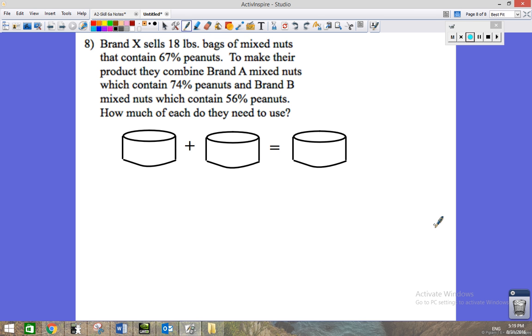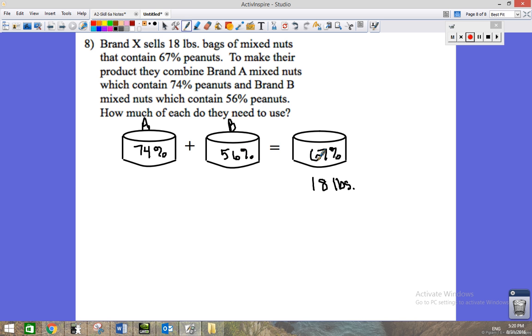The last one, we have brand X sells 18-pound bags of mixed nuts that contain 67% peanuts. So 67%, 18 pounds. To make their product, they combine brand A with brand B. So what about brand A? What do we know about it? It contains 74% peanuts. That's brand A. And brand B contains 56%.